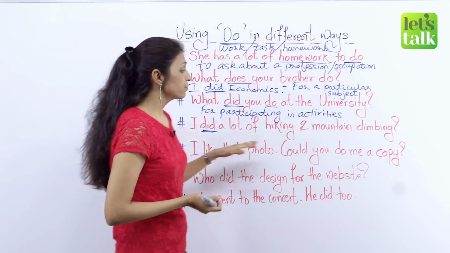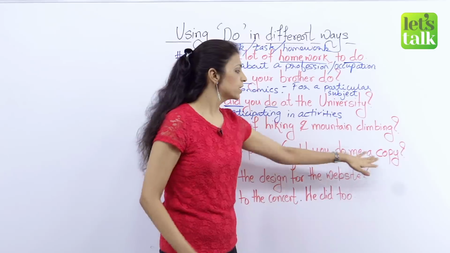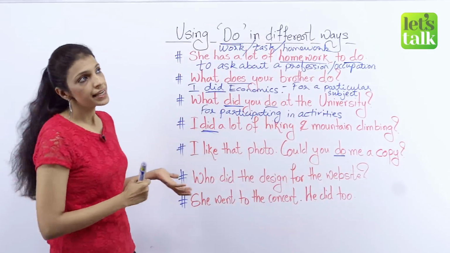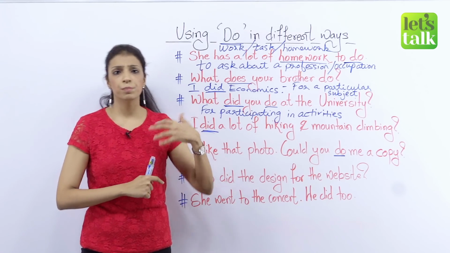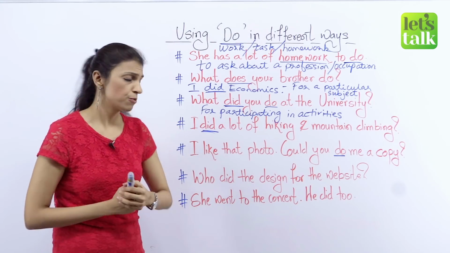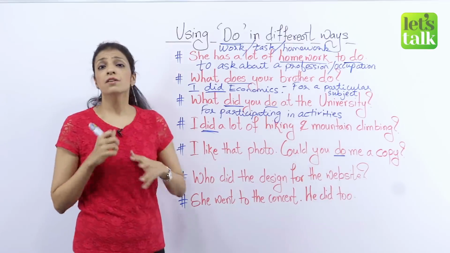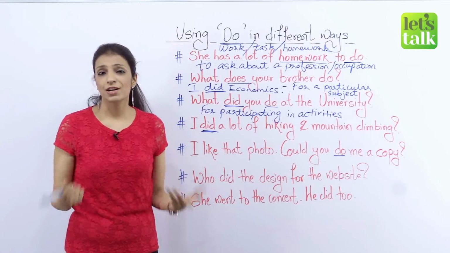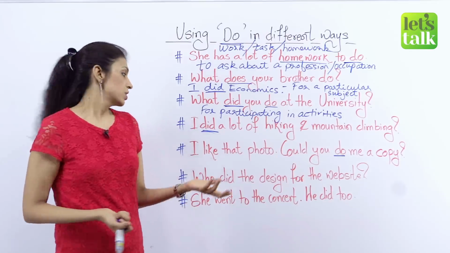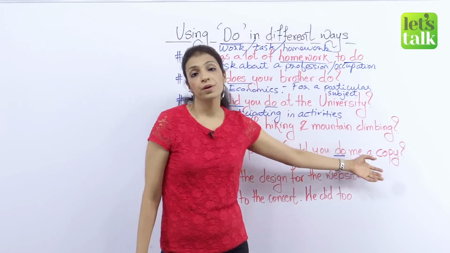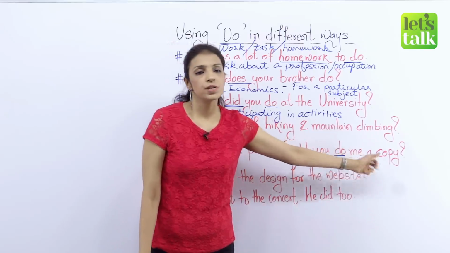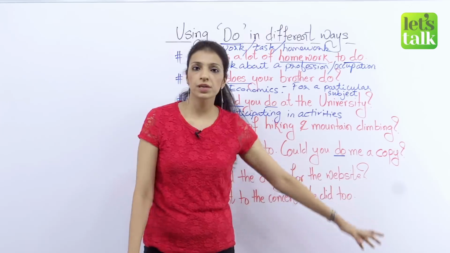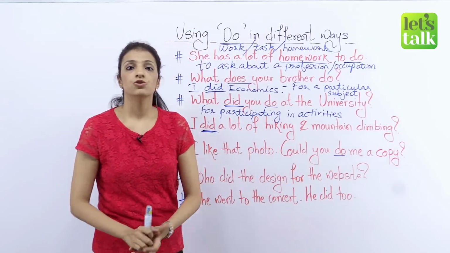Well, I like that photo. Could you do me a copy? Now, we use do with nouns like design, copy, painting, okay? Now, this is in informal speech, okay? So, when I say informal speech is when you're just speaking casually, not very formal. So, I said, I like that photo, could you do me a copy? Means, could you make a copy and give it to me? Easy verb, do. Okay, so could you do me a copy is make a copy and give it to me. You use do.